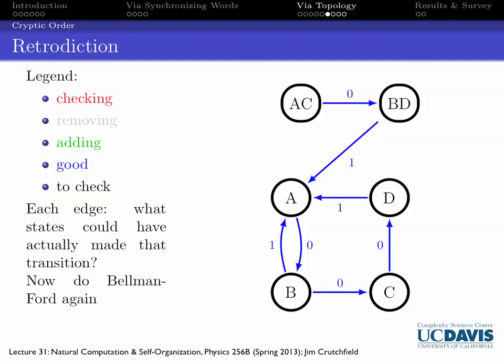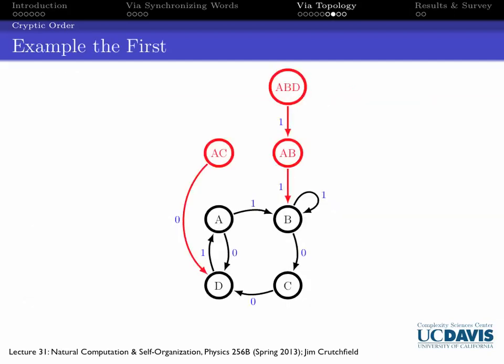Okay, so then we do the same thing with Bellman-Ford. We weight the transient edges with a -1 and the recurrent ones with a 0, find the minimum weight path, and that's our Markov order, or cryptic order. So here's some other examples. And you'll notice something here.